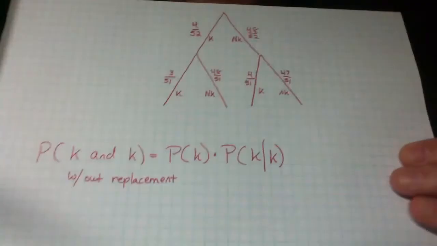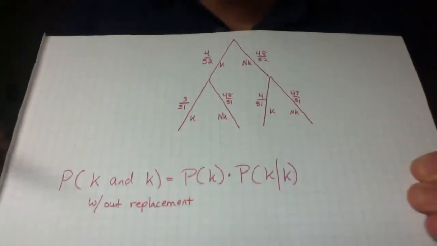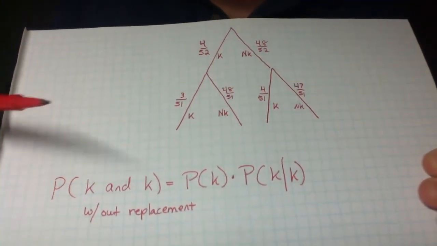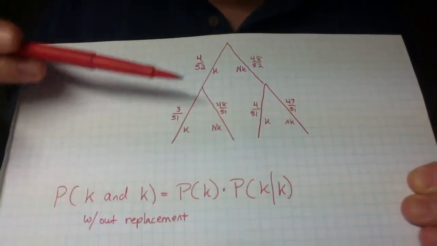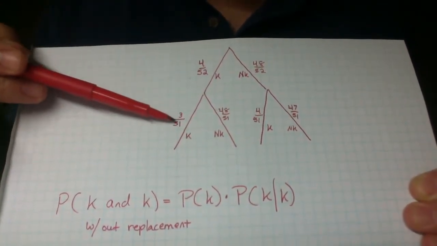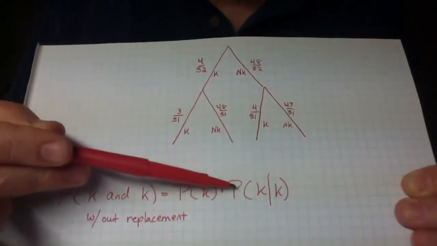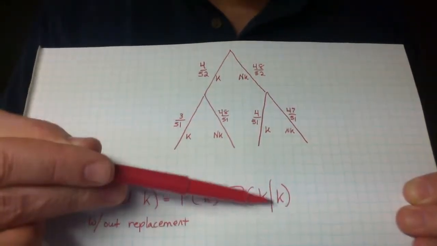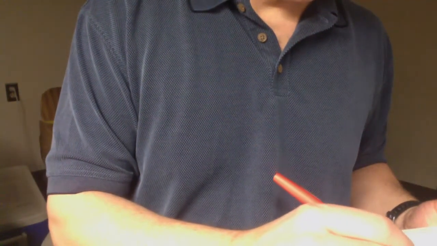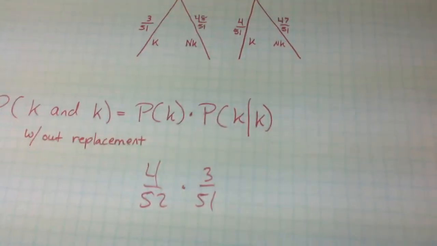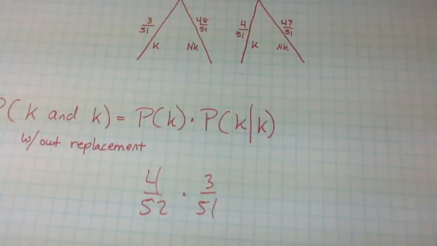So to compute my probability, I'm going to take 4 out of 52, which is the probability of getting a king, and I'm going to multiply that by 3 out of 51, the probability of getting a king given on my first draw I had a king. So that will look like this. 4 out of 52 times 3 out of 51.